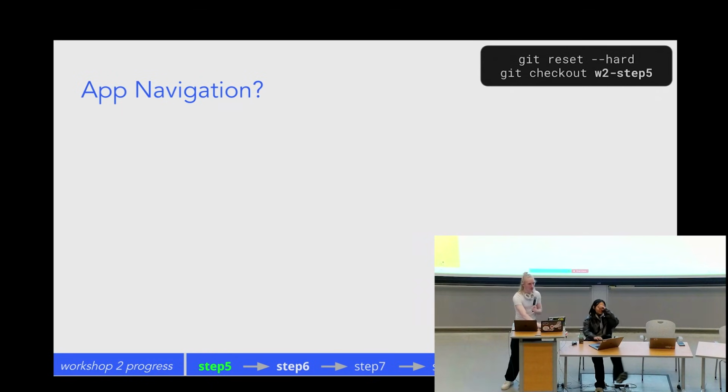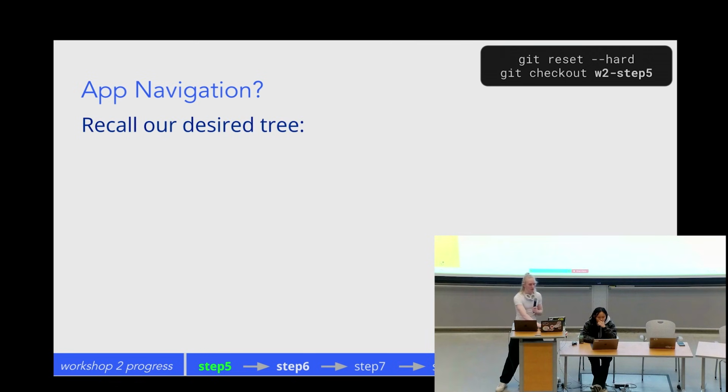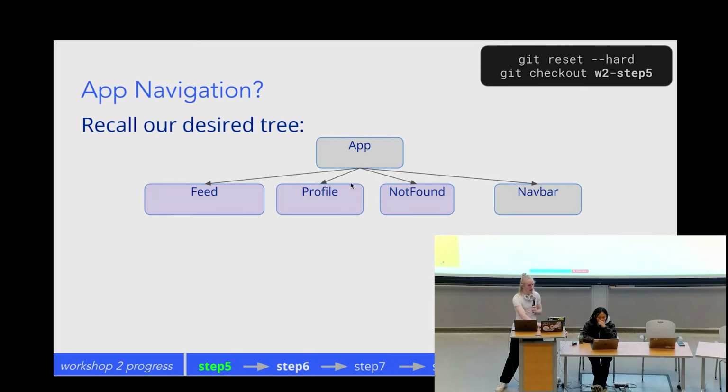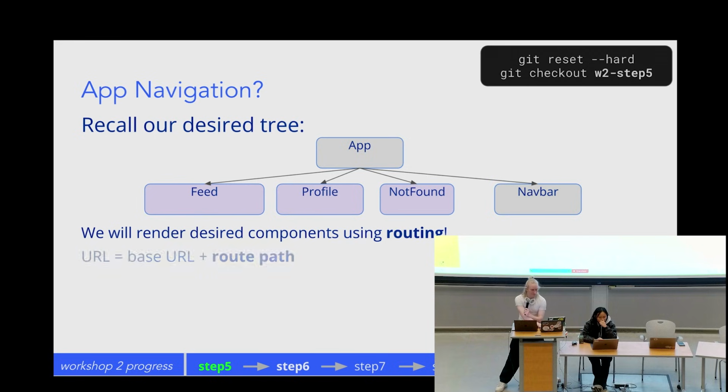So obviously on our website, we want to have different web pages and we want to be able to navigate between them, ideally without having to call the server and ask it for a completely new website. Just be sure to recall our desired tree, which looks like we have our app, and we'll always have our nav bar. But then we want to render our feed, profile, or not found page based on the URL itself. And the way that we're going to do that is with routing.